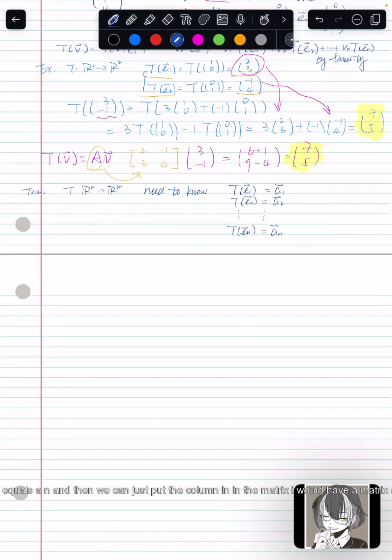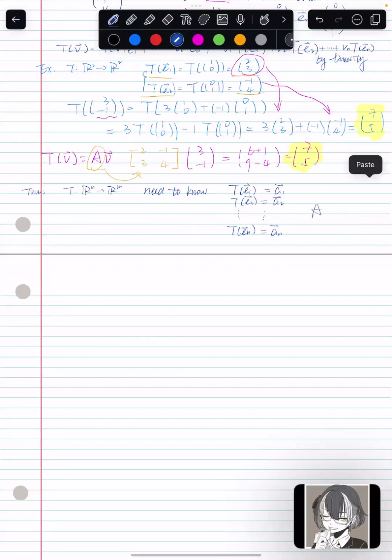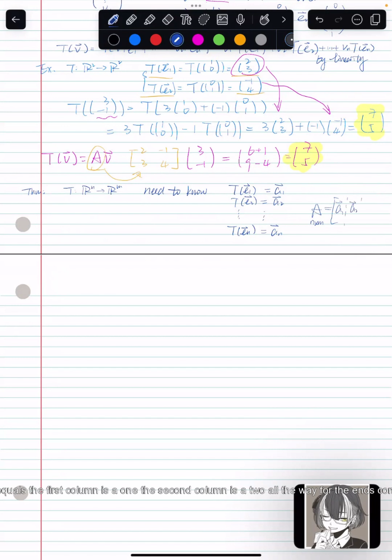And then we can just put them as the columns in the matrix. I would have a matrix A, and A is n by m. That equals, the first column is A1, the second column is A2, all the way to the nth column.